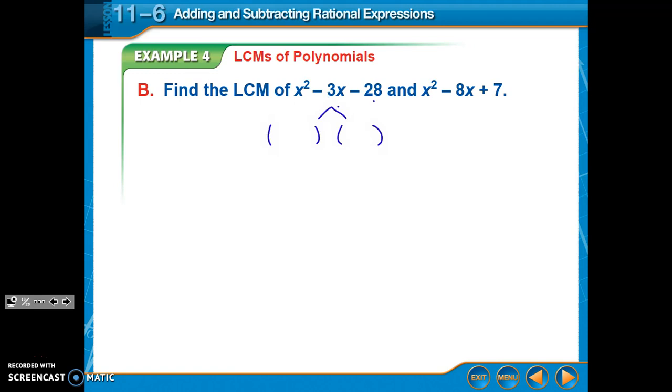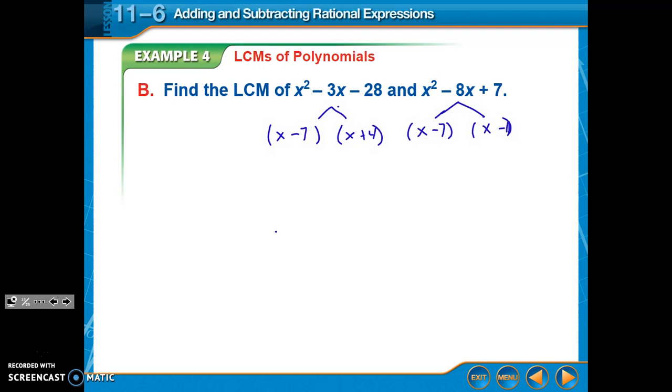So 7 times 4 is 28, and the difference of those is 3. So I'm going to have x minus 7, because I want the bigger number to be negative so that I get negative 3, and x plus 4. Okay, and then I want to factor this one too. I want to multiply to 7 and add to negative 8, so it's going to be x minus 7 and x minus 1.